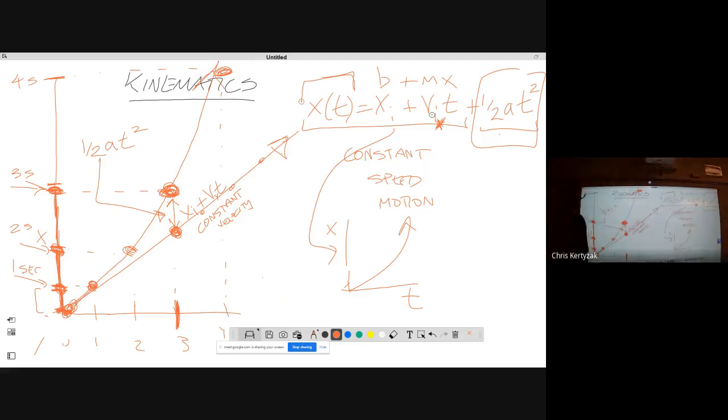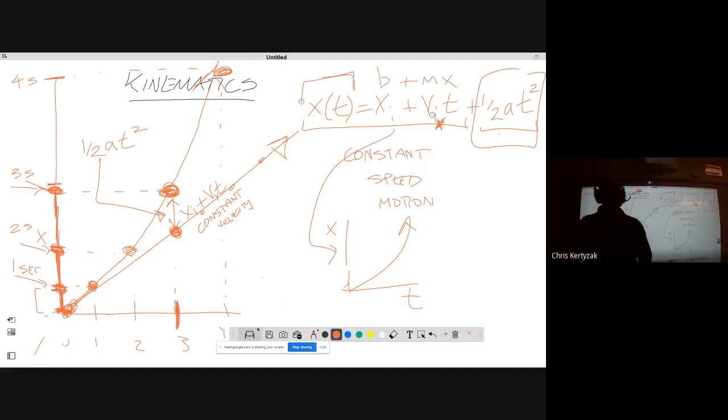Where did they start? That's x initial. If they start at the 5 meter mark, then I have to note that and put 5 in for x initial. What was their initial speed? If the runner starts at rest, well, the initial velocity is 0, right? And then the runner accelerates at 3 meters per second squared. So 3 for the acceleration.